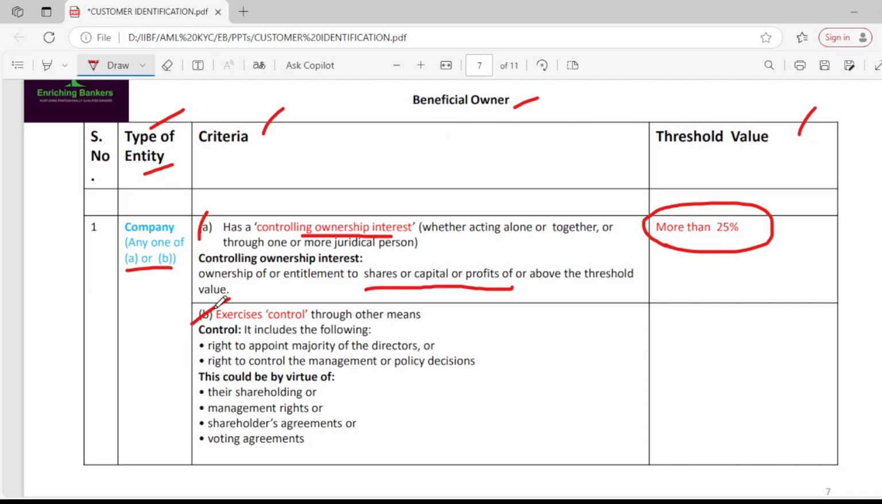Second criteria, a natural person who exercises control through a right to appoint majority of the directors or through a right to control the management or control policy decisions can be treated as beneficial owner. This right can be by virtue of their shareholding or management rights or shareholders agreement or voting agreements.